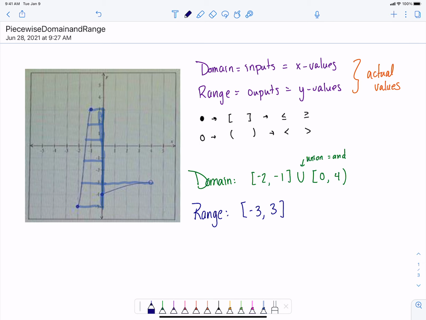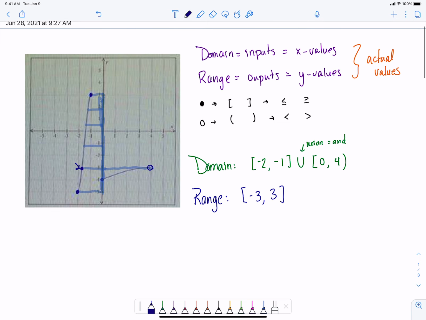Again, both of those get square brackets because we start with a filled in circle and end with a filled in circle. This open circle here at -3 is not a problem because we do have an output of -3 right here on the other side. So we do actually get that as an output. So that's our whole range and our whole domain.